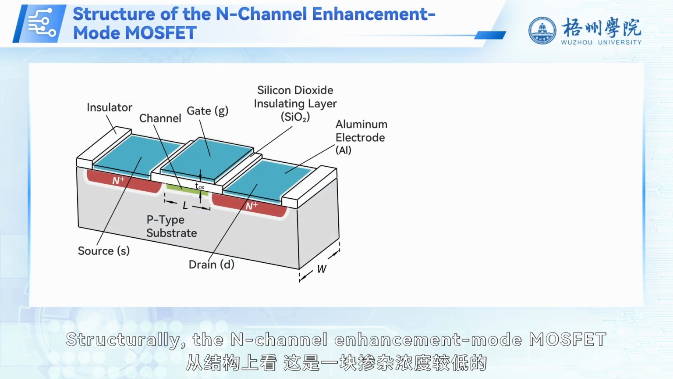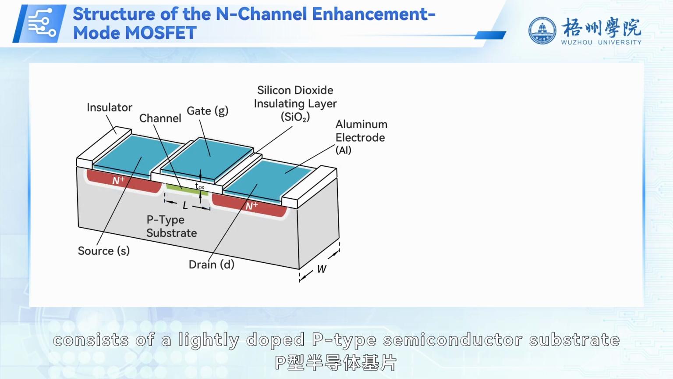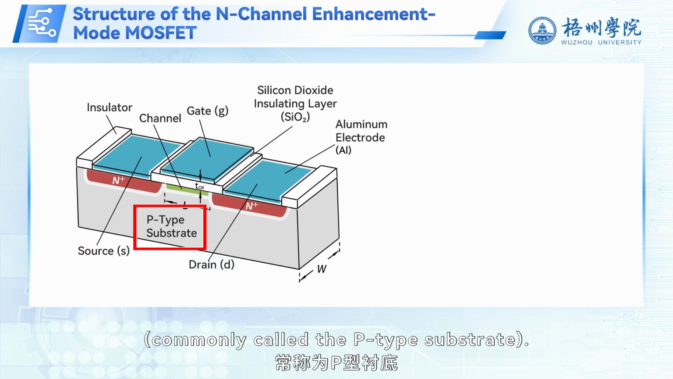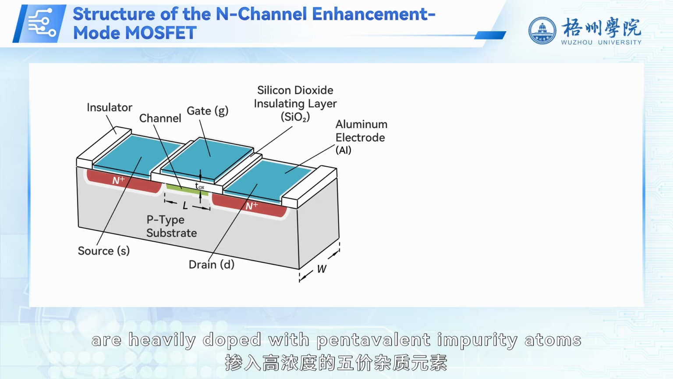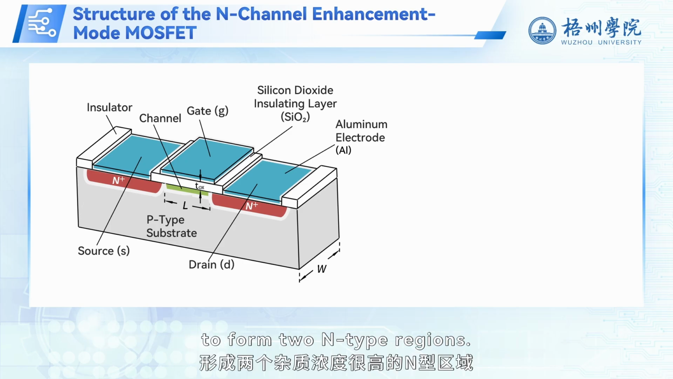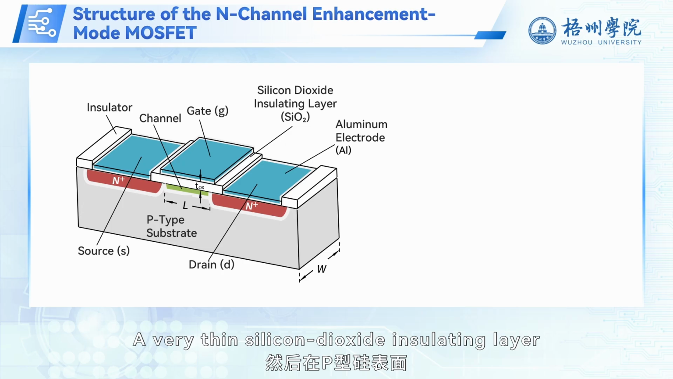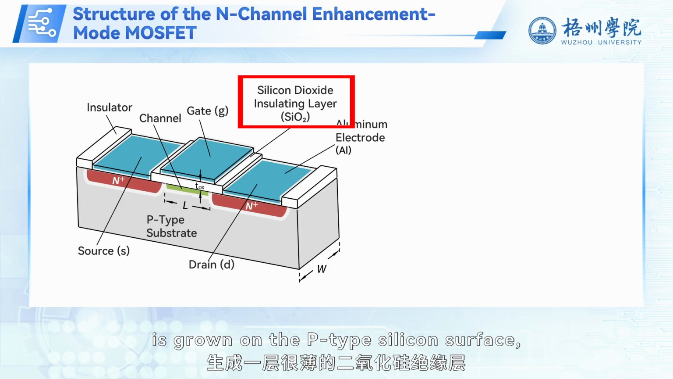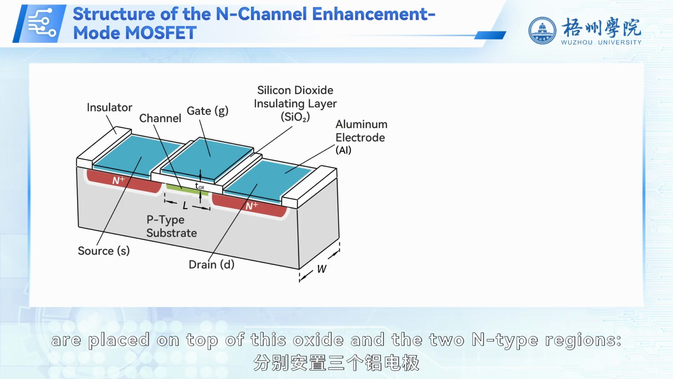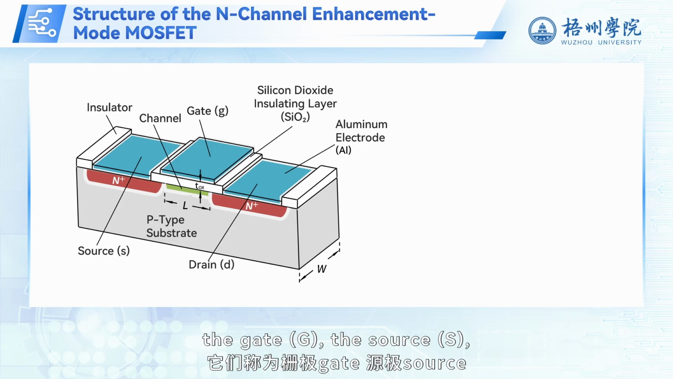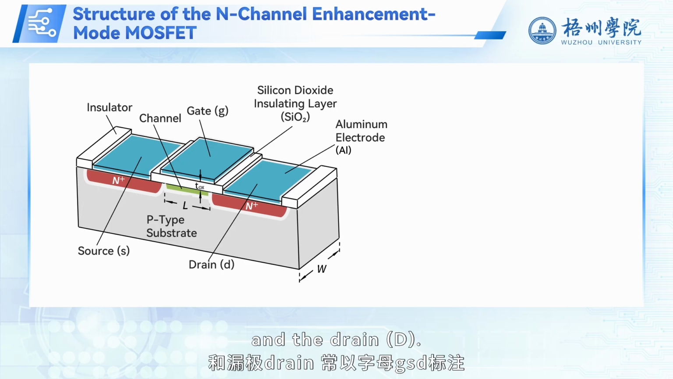Structurally, the N-channel enhancement mode MOSFET consists of a lightly doped P-type semiconductor substrate, commonly called the P-type substrate. Two regions on this substrate are heavily doped with pentavalent impurity atoms to form two N-type regions. A very thin silicon dioxide insulating layer is grown on the P-type silicon surface. Three aluminum electrodes are placed on top of this oxide and the two N-type regions: the gate G, the source S, and the drain D.